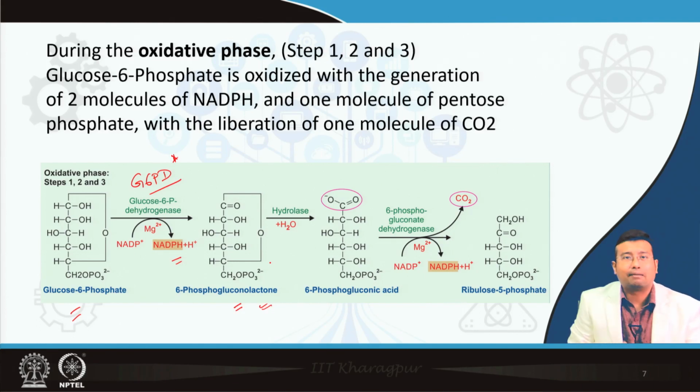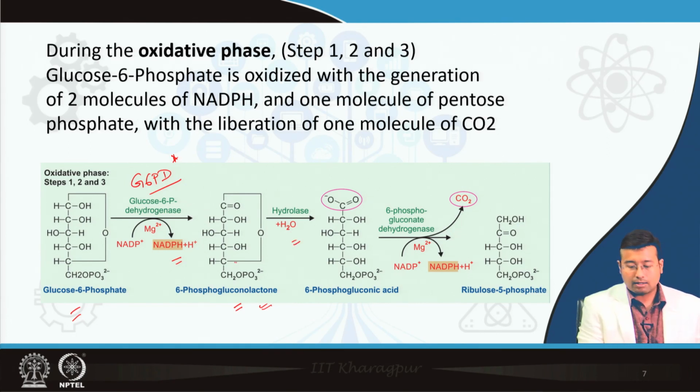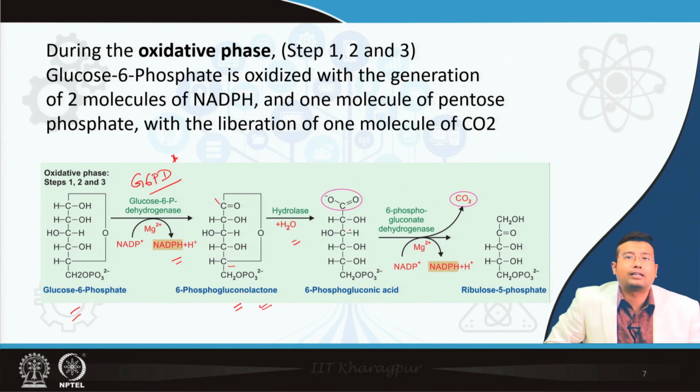In the next step, what happens? There is addition of one water molecule. So, simply HOH is added over here, OH is incorporated and here an H is incorporated, and over here we can see the carboxyl group has been added. So, when a compound ends with COO, it becomes an acid. So, this is 6-phosphogluconic acid.